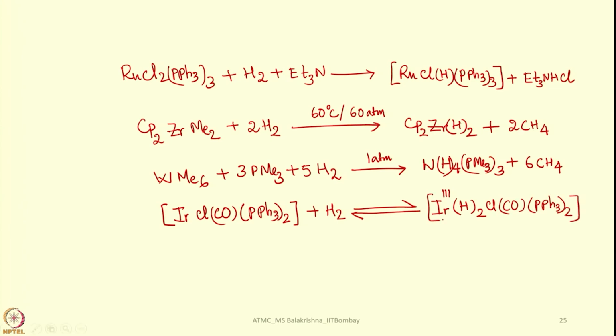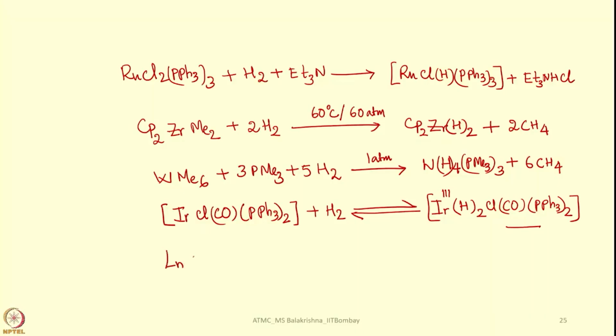So, I will be elaborating this particular reaction in more detail later when I take up oxidative addition and reductive elimination reactions of coordination compounds. These are a few representative examples in which one can see how some metal complexes with appropriate ligands can be treated directly with hydrogen gas under various pressures and temperatures suitable for that particular transformation to get metal hydride bonds.